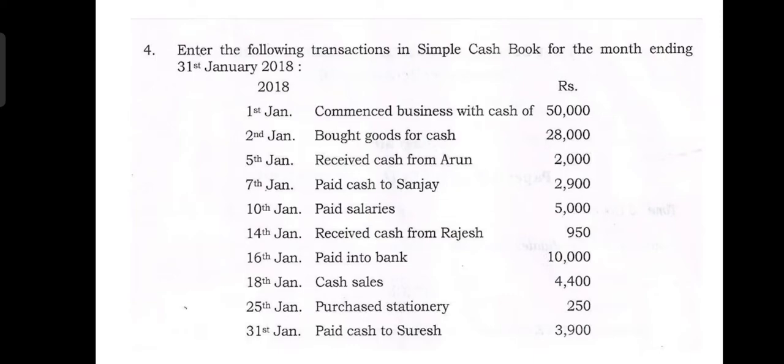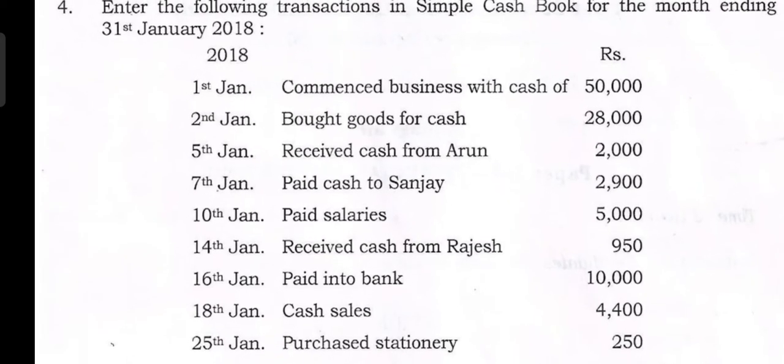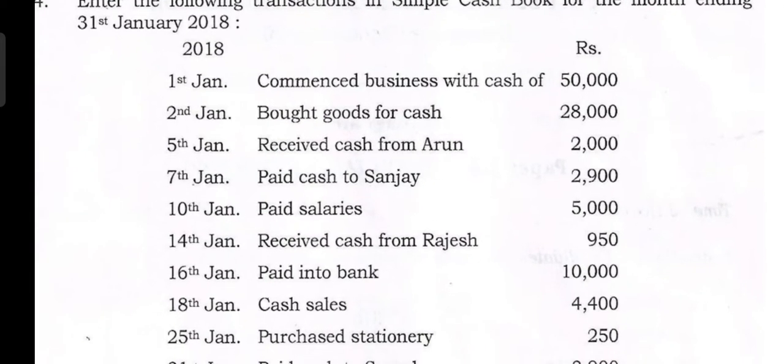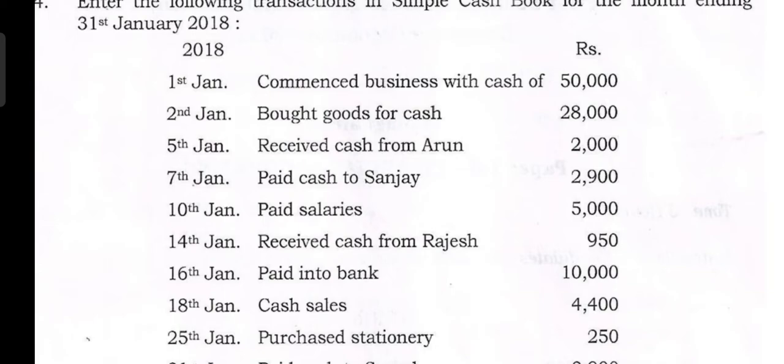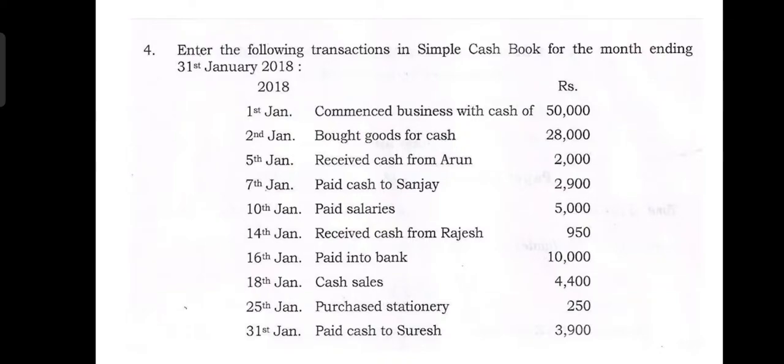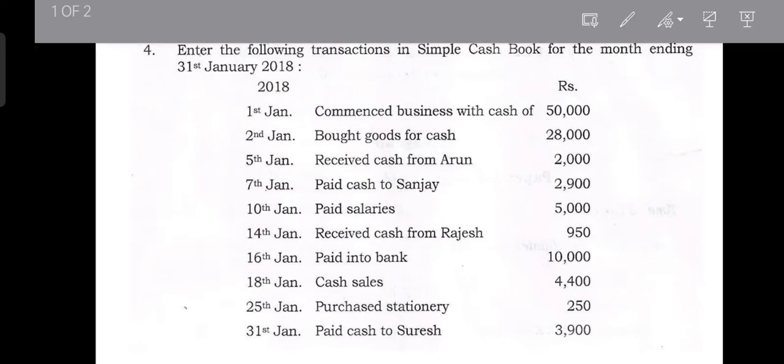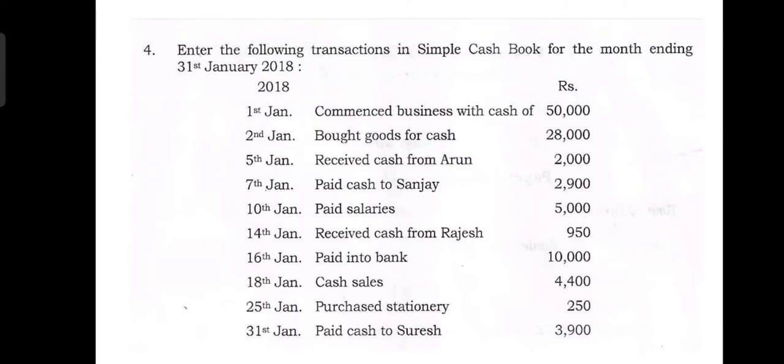On 1st January they are commencing the business with cash of rupees 50,000. Here the owner is giving cash to the business. The business is receiving cash from the owner. So this is one of the receipts of cash. That's why this 50,000 should appear under receipts side of cash book.